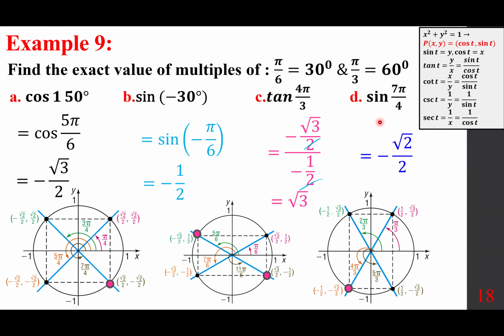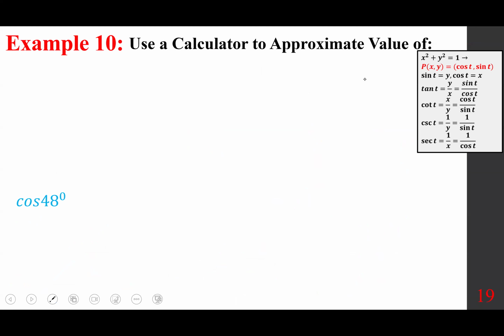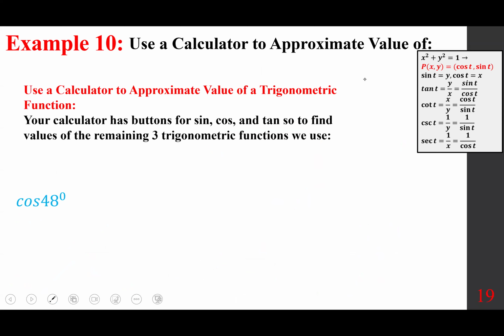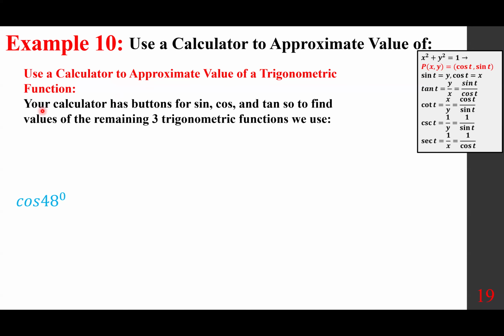So again, multiples of common arcs such as 30 degrees or pi over 6, 60 degrees or pi over 3 can be easily calculated. Use a calculator to approximate the value of a trigonometric function. Your calculator has buttons for sine, cosine, and tangent. So to find values of the remaining three trigonometric functions, we use their reciprocals. So here's what we do.